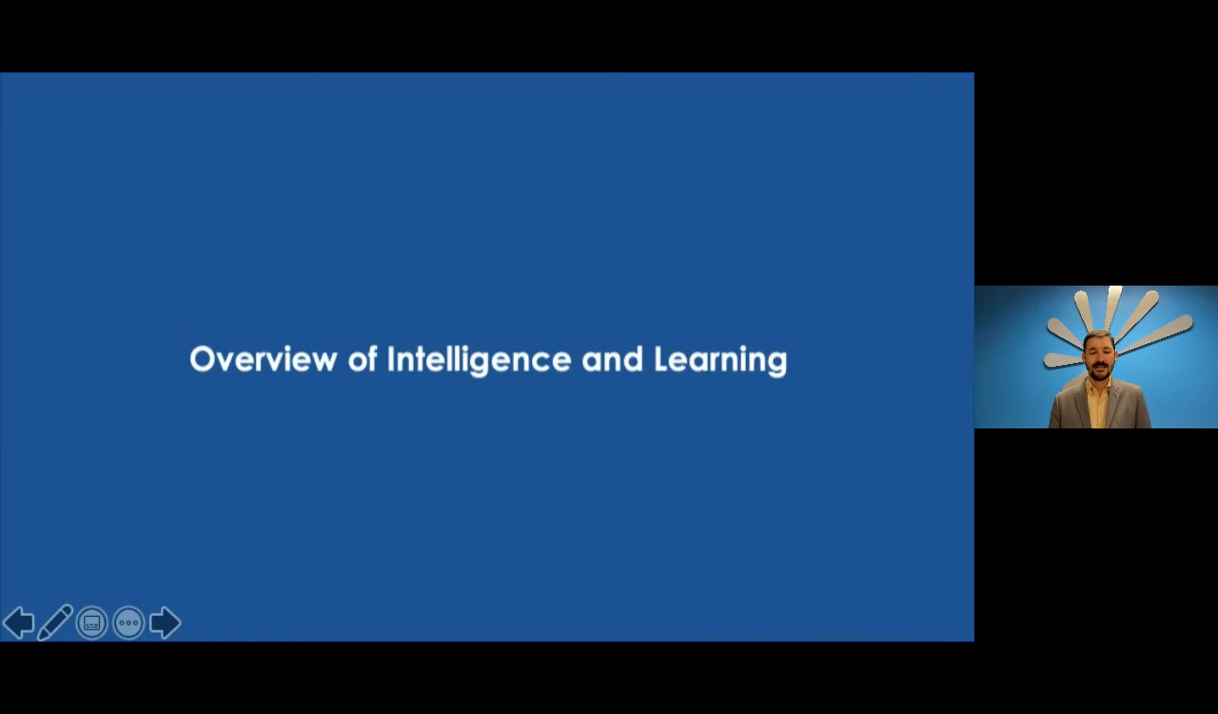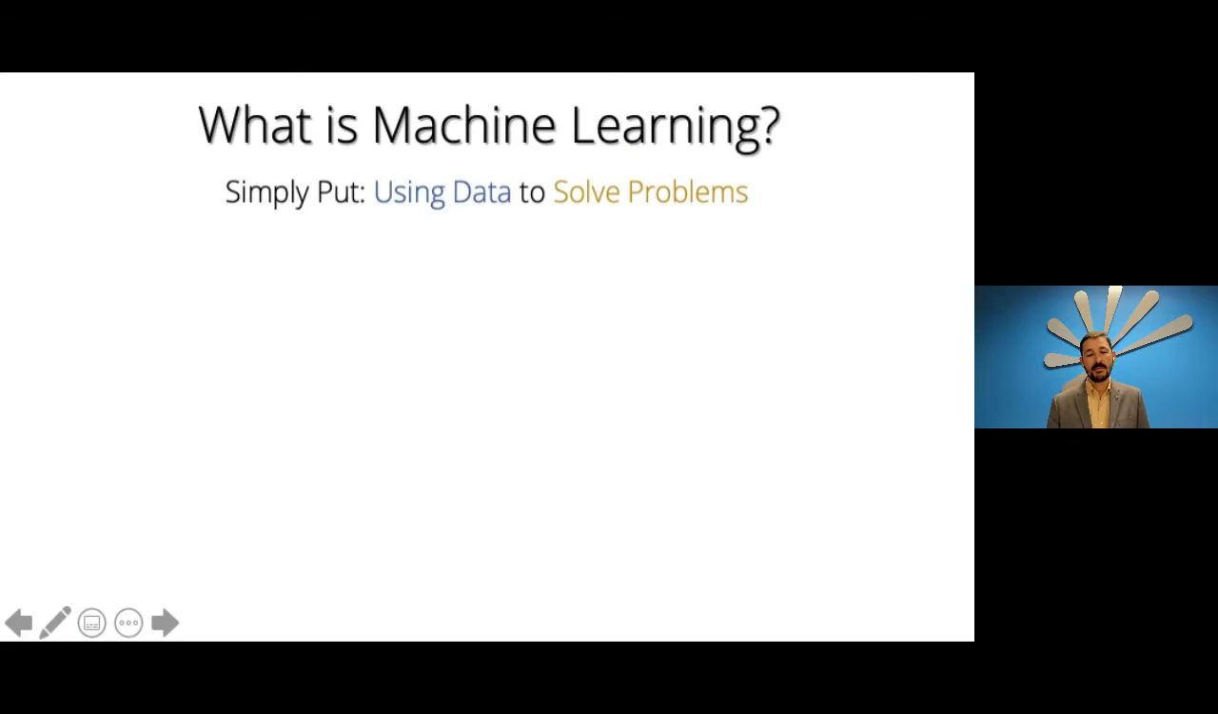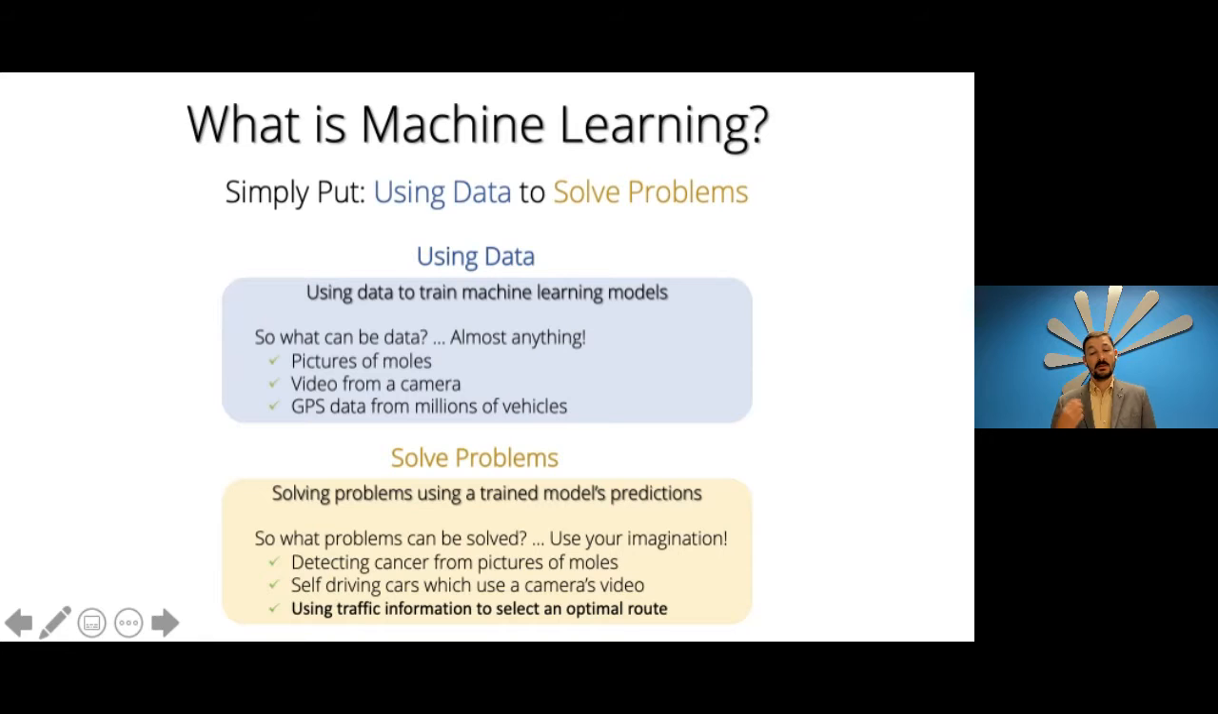Now, when we talk about intelligence and learning, we're going to boil it down to very small things. When we talk about machine learning, it is using data to solve a problem, to come up with an answer. Now, what we have done over the last several years is we've been expanding what we define as data. We've been growing that to include pictures, video, GPS data, text, audio files, really kind of anything that can be represented in mathematical terms, we can use as an input into a machine learning model.